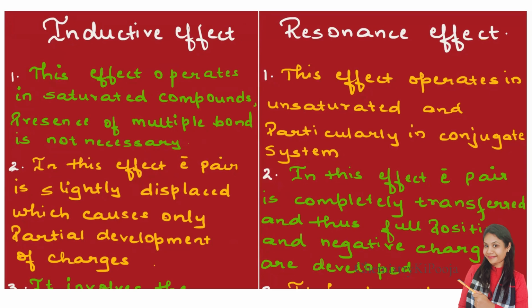Now this effect, inductive effect, it operates in saturated compounds. Presence of multiple bond is not necessary. We know that inductive effect takes place in the presence of sigma bond, that is single bond. Whereas a resonance effect operates in unsaturated and particularly in conjugated system. Okay, so there should be what? A conjugated, that is alternate double bond.